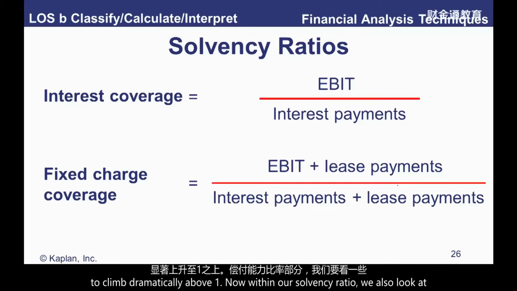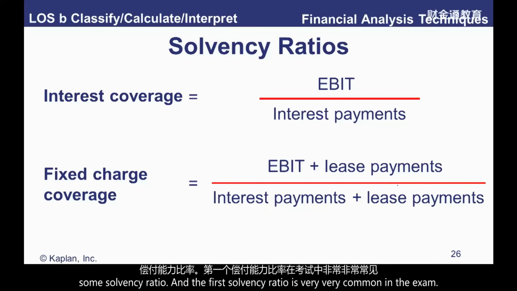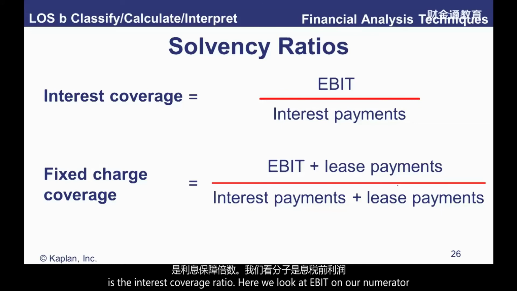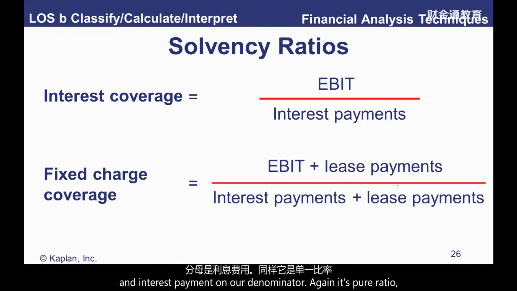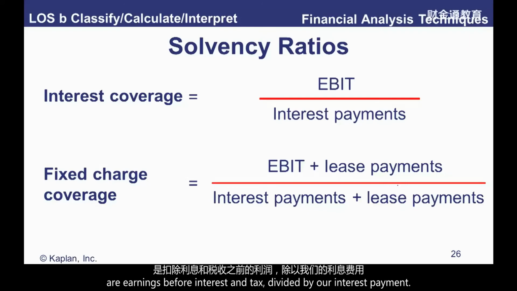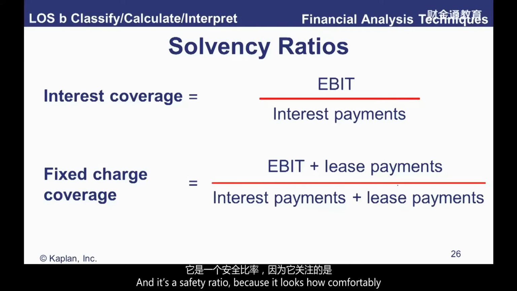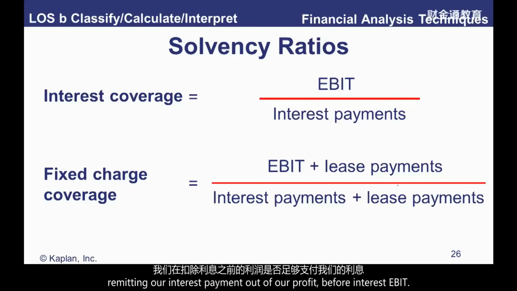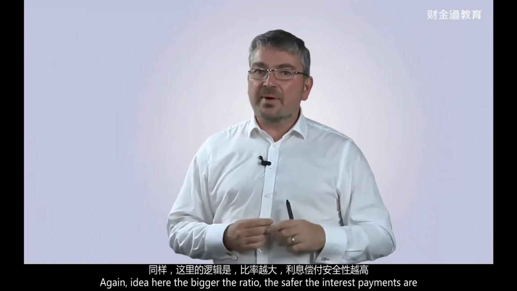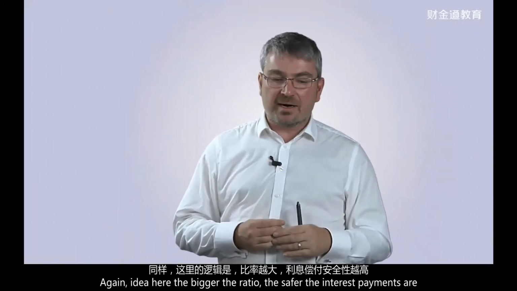Now, within our solvency ratios, we also look at some safety ratios. The first safety ratio, and one that's very, very common in the exam, is the interest coverage ratio. Here, we look at EBIT in our numerator and interest payments in our denominator. Again, it's a pure ratio. It's all coming from our income statement this time. So EBIT, earnings before interest and tax, divided by our interest payments. And it's a safety ratio because it's looking at how comfortably we're meeting our interest payments out of our profits before interest, EBIT, essentially. Again, the idea here: the bigger the ratio, the safer those interest payments are.